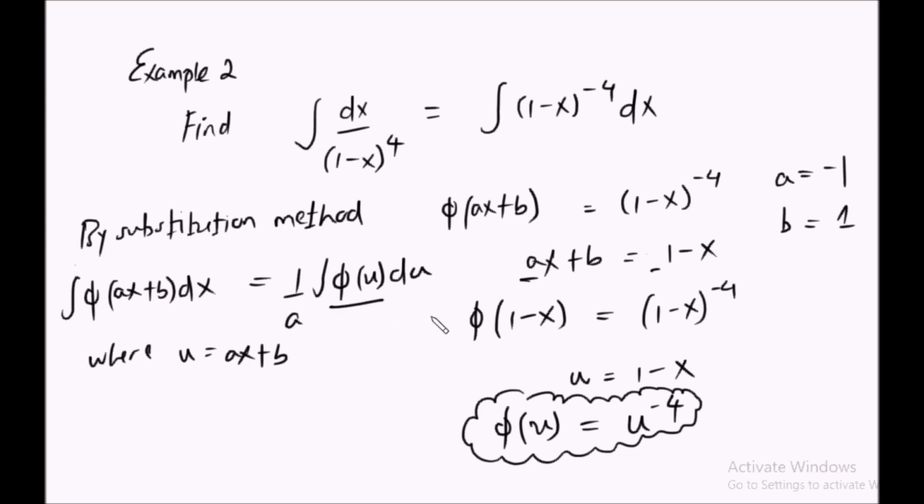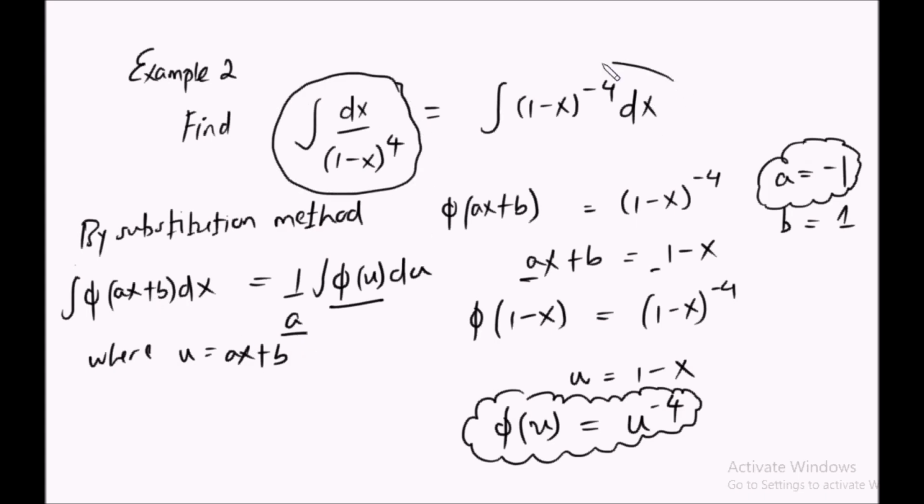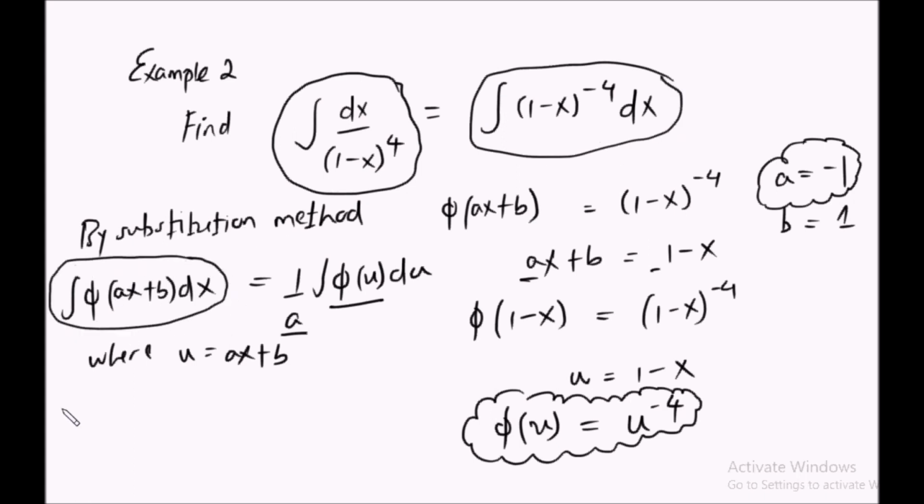Nitaipachika hapa kwenye psi of u, okay? And this one is a. Nitaipachika hapa kwenye a ili kupata nini? Hii hapa. So by substitution method now, huyu hapa sasa, 1 minus x power -4 dx is gonna be equal to 1 over a which is -1, psi of u is u power -4, then we have our du. So tumefika hapo now, tumesema kwamba this one 1 minus x power -4 dx is just equal to 1 over -1 u power -4 du.